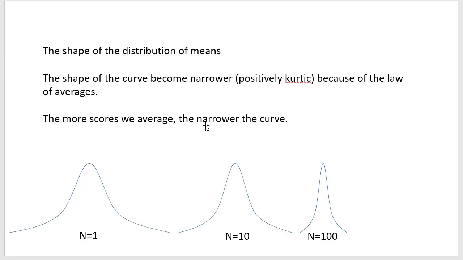In this demonstration, it kind of shows you what that might look like. If we had a sample size of 1, which is just like saying if we had a bunch of individual scores, we would have a normal curve. If we took 10 scores from the population, averaged them many times, we would get a narrow distribution. If we took 100 scores from the population, took the mean of those 100 scores, did that many, many times, we'd have an incredibly narrow distribution of scores.